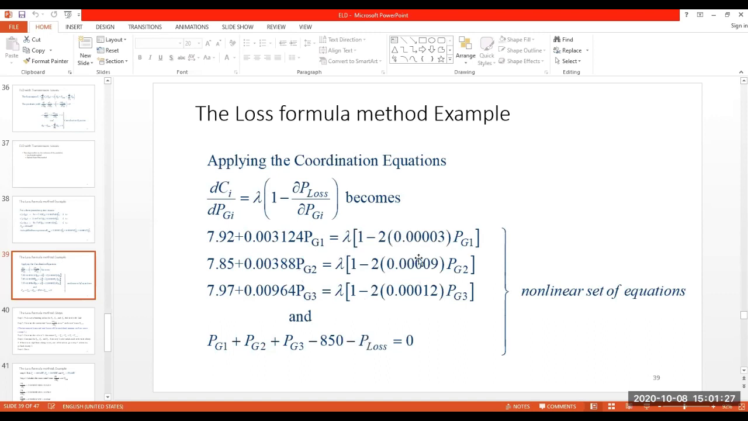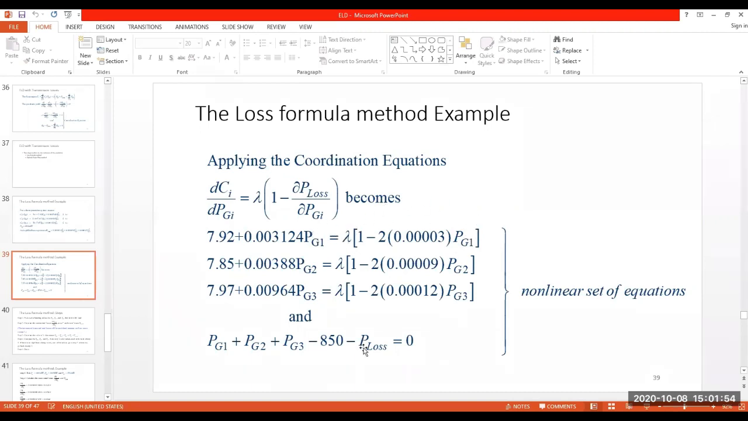Can anyone tell why these equations are non-linear? Because these are quadratic, they represent quadratic equations. Excellent. So P loss itself is a quadratic expression. Similarly, you see there is a multiplication between two unknowns. Lambda is one unknown, PG is another unknown. You cannot separate them, so this is another nonlinearity.